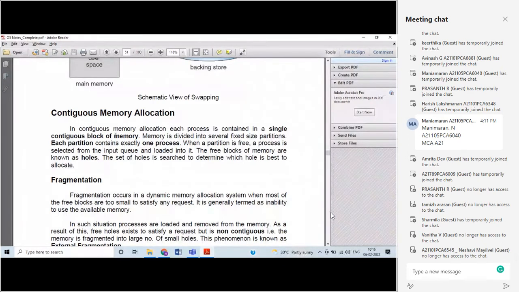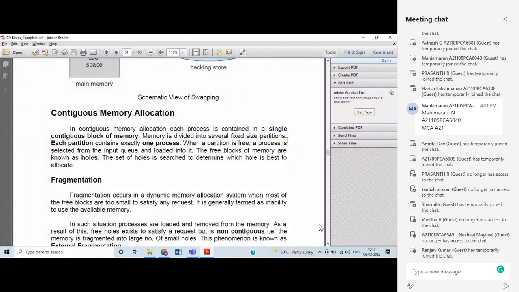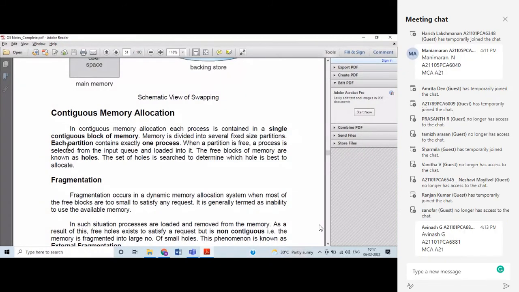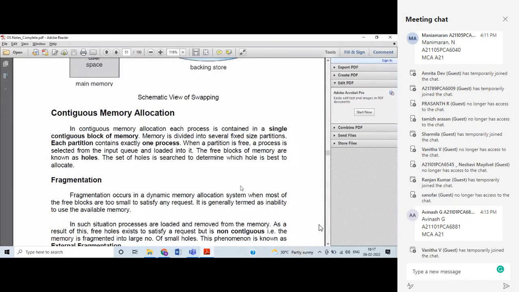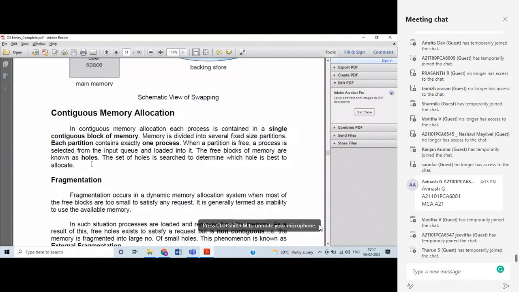So contiguous memory allocation. In contiguous memory allocation, each process is contained in a single contiguous block of memory. Here the memory is divided into several fixed size partitions, and each partition contains exactly one process. So when a partition is free, a process is selected from the input queue and loaded into it. The free blocks of the memory are called holes, the set of holes.